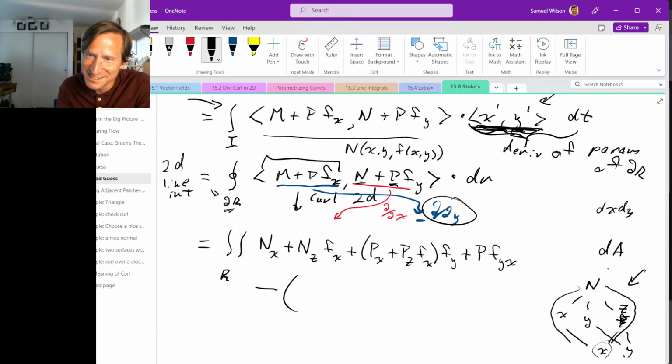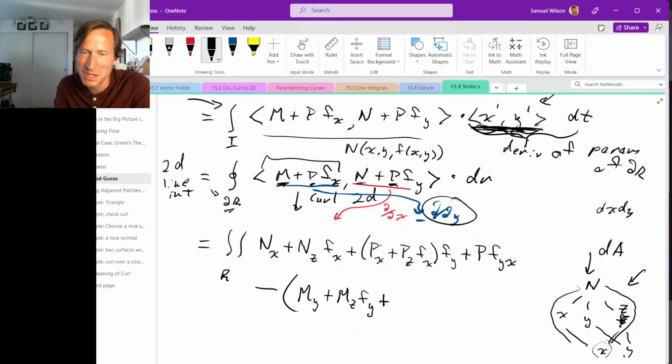So, and again, every time we differentiate either m or p, this stuff is going to be happening again. So we get the derivative of m with respect to y plus the derivative of m with respect to z times the derivative of f with respect to y. Okay, that's just the derivative of the m part, plus, now we need the derivative of p times f sub x.